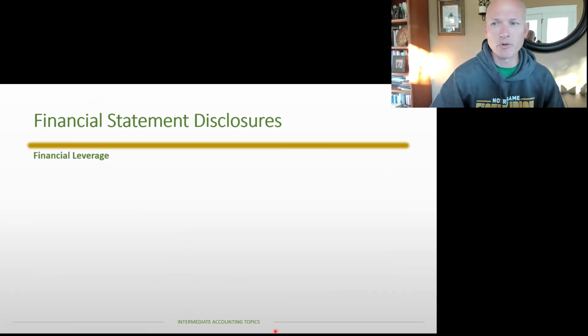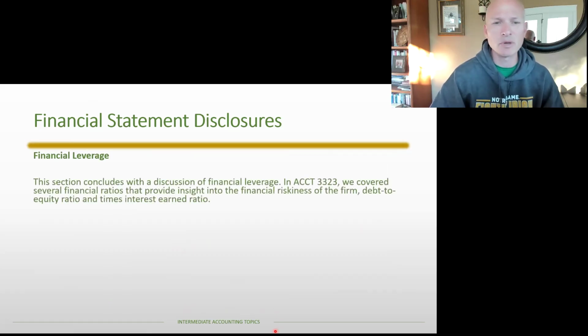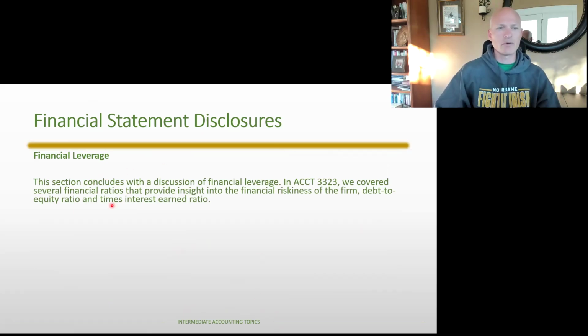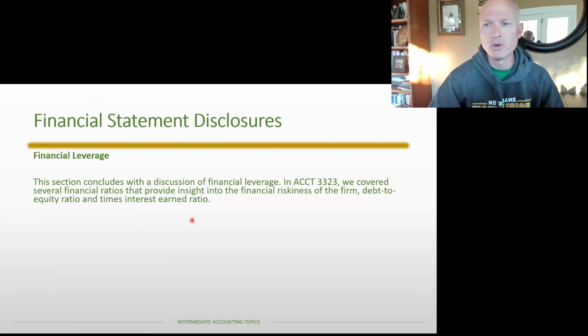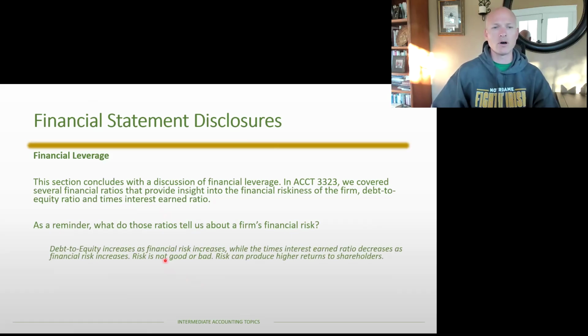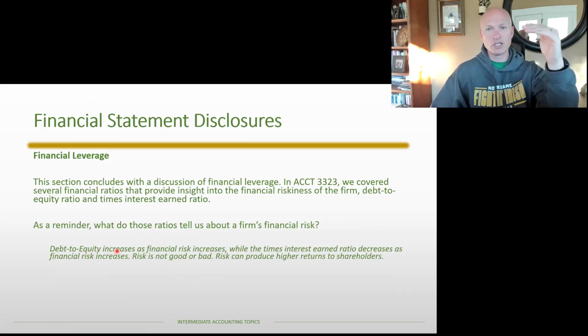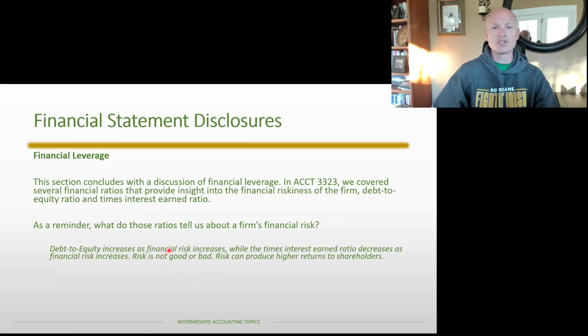Another concept we just need to briefly cover here. We covered a lot in intermediate one, but basically there are these different ratios that cover financial leverage, and there are just different measures of riskiness. Debt to equity and the times interest earned ratio are the two most common ones. And really what they tell us is focused on financial risk. As debt to equity increases, that means your debt is increasing more than your equity, and that just means your financial risk has also increased.